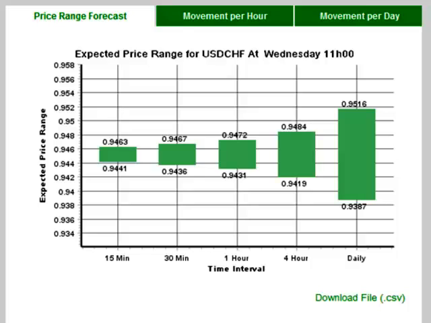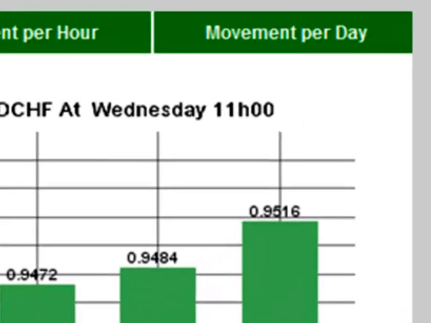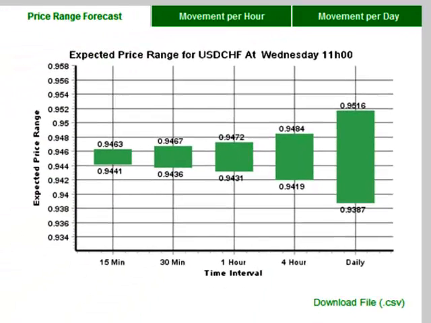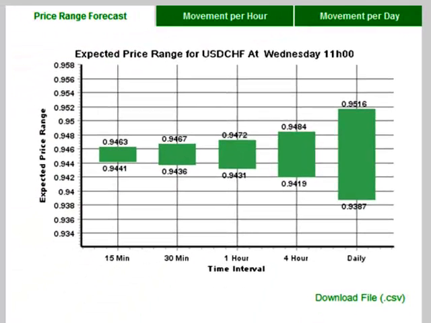The probability that price will stay inside the green bar for a given time interval is 68%. It is important to understand that this graph is a forward-looking view taken at a specific point in time. That time is indicated just above the graph. So for example, on this particular graph, it suggests that there is a 68% likelihood that the price will stay between 0.9441 and 0.9463 for the 15 minutes following 11 a.m.